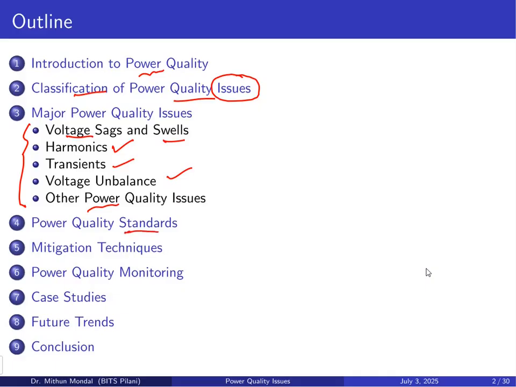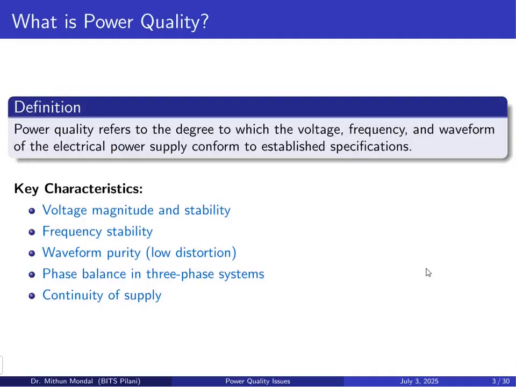What are the different standards which are basically used to estimate the quality of the power? We will see. Then the mitigation techniques. What are the different monitoring techniques available to estimate the power quality? Certain case studies we will take, and we will also discuss what are the future trends in this particular area, and the conclusion. So let us start with the definition of power quality.